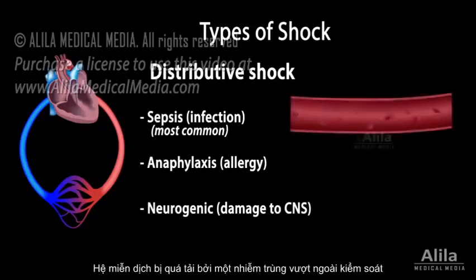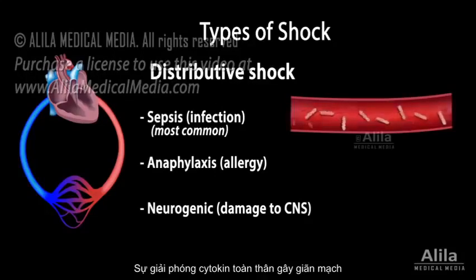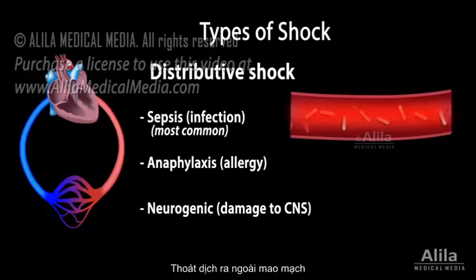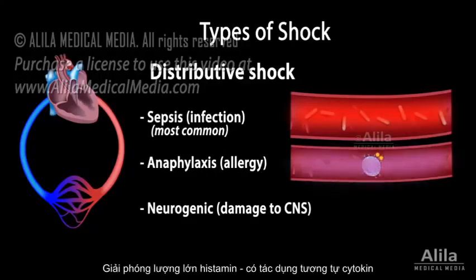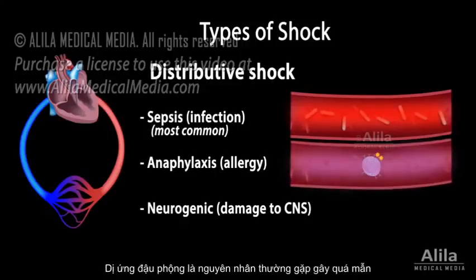In sepsis, the immune system is overwhelmed by an infection that gets out of control and responds with a systemic cytokine release that causes vasodilation and fluid leakage from capillaries. In anaphylaxis, the immune system overreacts to an allergen, releasing massive amounts of histamine, which has similar effects to cytokines. Peanut allergy is a common cause of anaphylaxis.